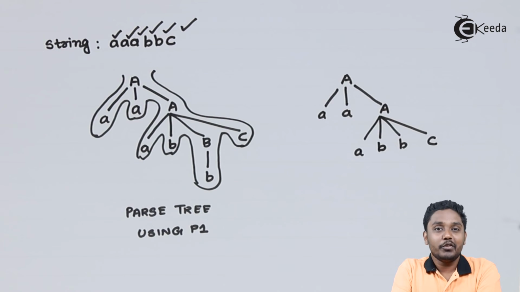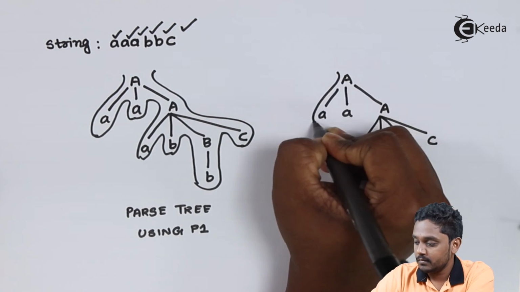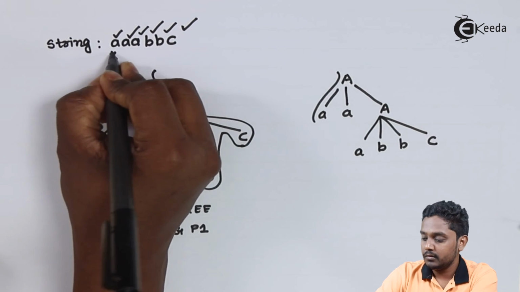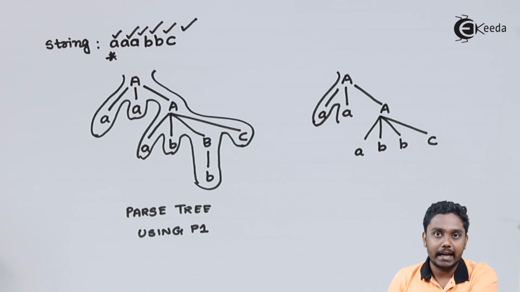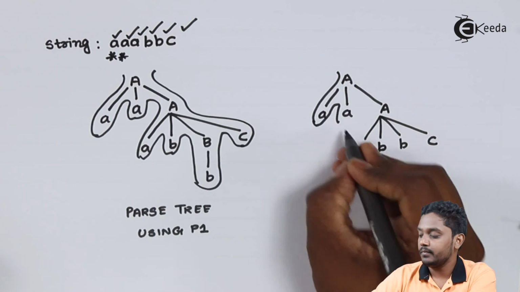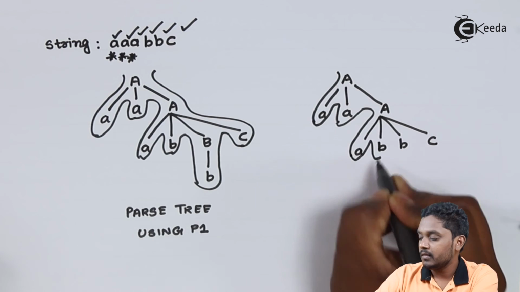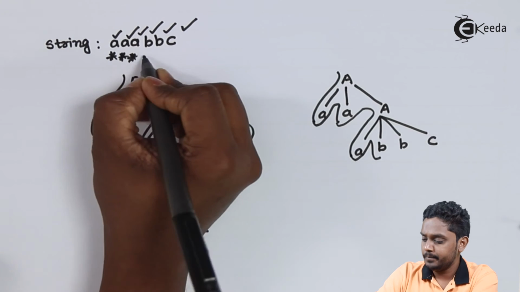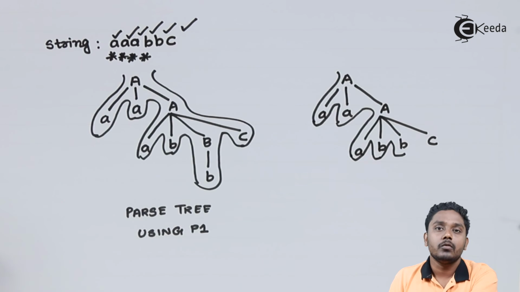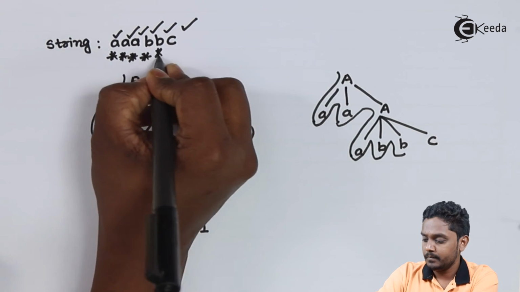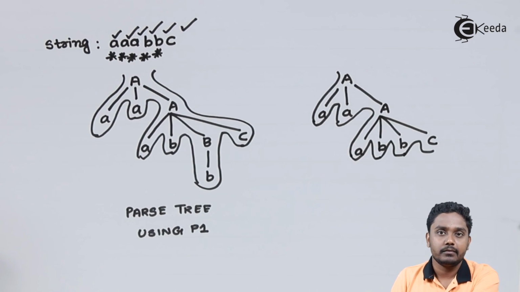Let us see the yield of this parse tree. A, second A, one more A, followed by B, once again B, and the C.